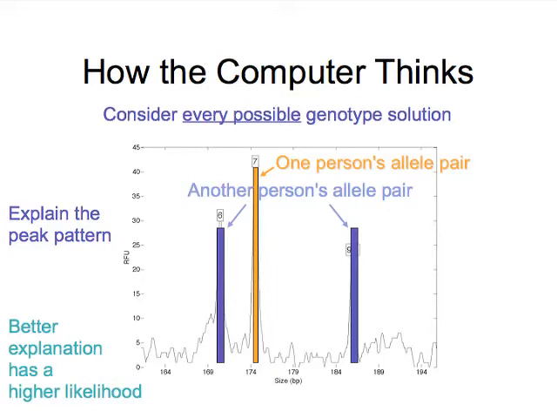It puts these boxes everywhere. It'll put them where there isn't data. It'll try 11, 12. It'll try everything. Most things don't explain the data very well. They have a very low probability. And some patterns and mixture combinations of those patterns explain the data better, and they end up with a higher likelihood.